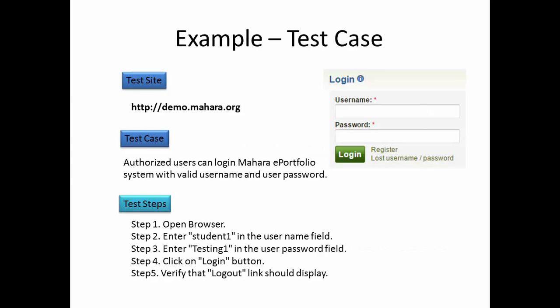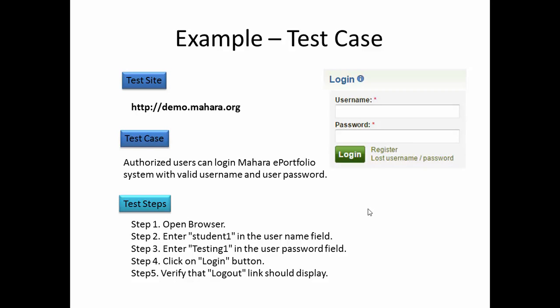Let's see an example. In this example, let's use the Mahara ePortfolio system as a test website. We are going to test the login functionality of the site. The test case is: authorized users can log in to the Mahara ePortfolio system with a valid username and password. Users should enter the username in the username field, enter the password in the password field and click on the login button. Once the login is successful, a logout link should be displayed.